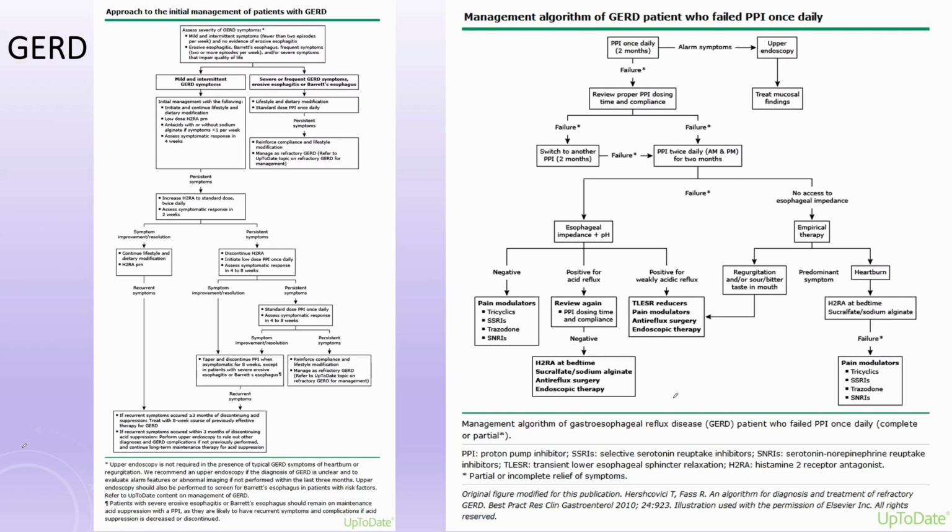Now, if you're like me and you love algorithmic approaches, these are the approaches to initial management of patients with GERD, and then management of GERDs who fail PPIs. I'm not going to go step by step through this, but if you are one that likes to know, well, when do I use an H2 blocker, or when should I use a PPI as first line, I'm kind of confused, this will help you work your way through it. So I'm going to leave these here for you to look at on your own.